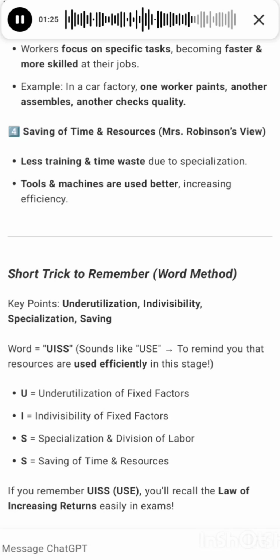Short trick to remember, word method. Key points: underutilization, indivisibility, specialization, saving. Word equals UISS. Sounds like use, to remind you that resources are used efficiently in this stage. U equals underutilization of fixed factors, I equals indivisibility of fixed factors, S equals specialization and division of labor, S equals saving of time and resources. If you remember UISS, USE, you'll recall the law of increasing returns easily in exams.